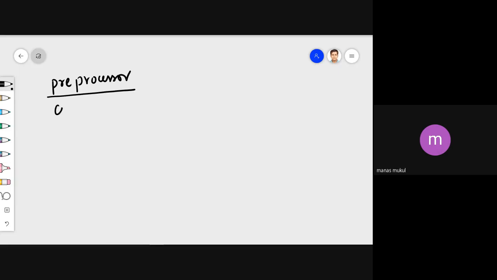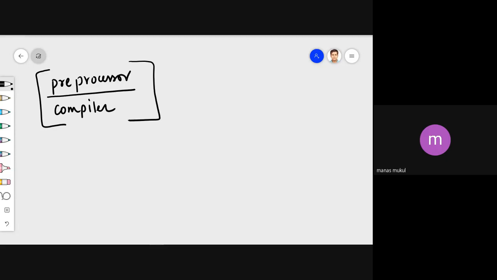So we talked about the preprocessor. We talked about the compiler. We talked about the assembler and the linker and the loader. Okay, so what we're going to do is forget about the loader, the linker, and the assembler, and what we will actually talk about is the preprocessor and the compiler, because they are going to play an important role in future also. So we are going to refer to these two components in future as well.